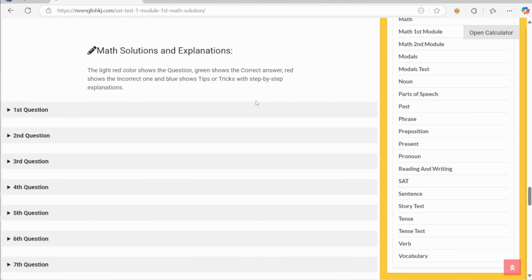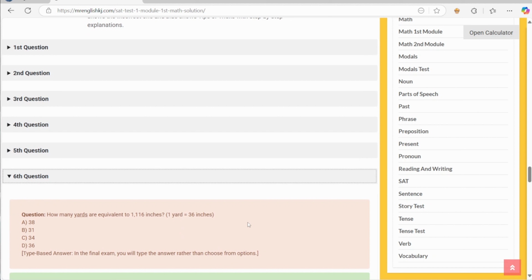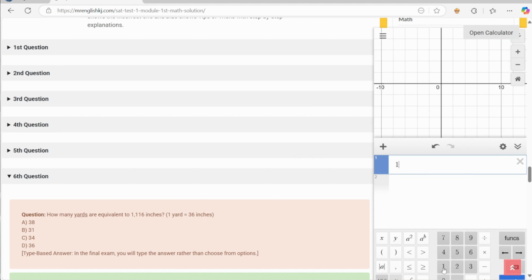Let's take a look at the 6th question. How many yards are equivalent to 1116 inches? We just need to divide here. It's a simple question. It is giving a hint: technically, they are helping us that 1 yard equals 36 inches. So we have 1116 inches, and we just need to convert it into yards. Just divide it and we can get our answer easily. You can use the Desmos calculator for this also. Just click here, type 1116 divided by 36 and you get your answer, which is 31.